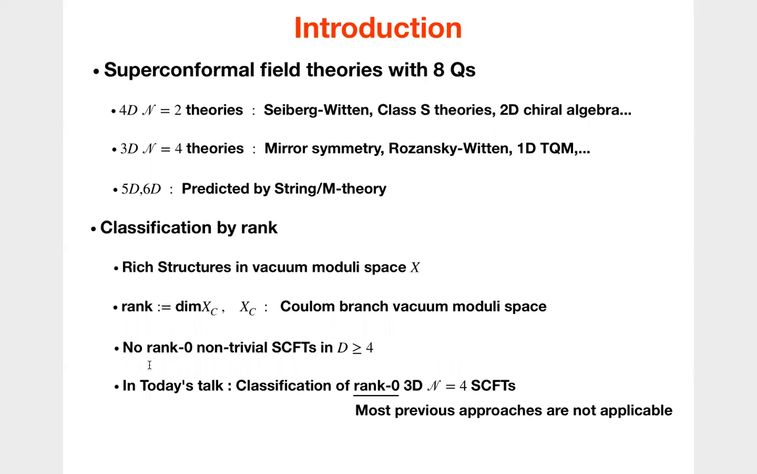there are no rank zero non-trivial interacting CFTs. Although there is no proof, people tried to find such a theory but all failed, and people now believe that there is no rank zero non-trivial CFT in four, five and six dimensions. But in today's talk, we will study the classification of rank zero 3D N=4 CFTs.